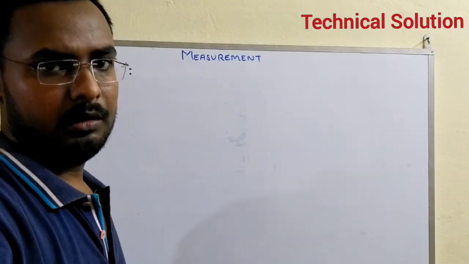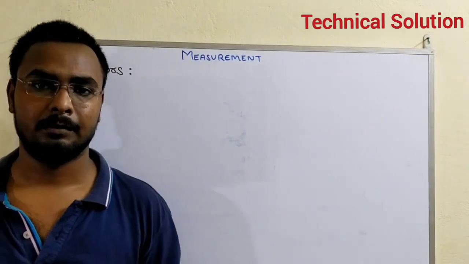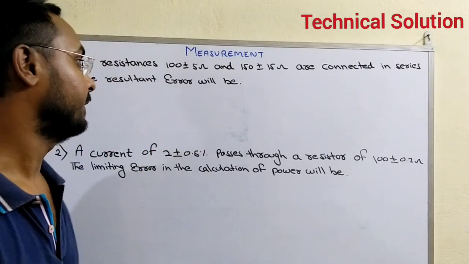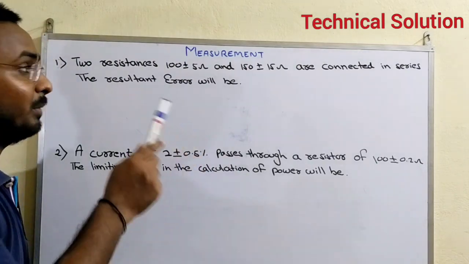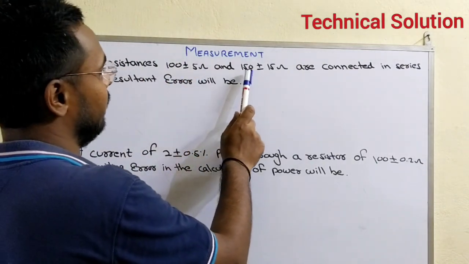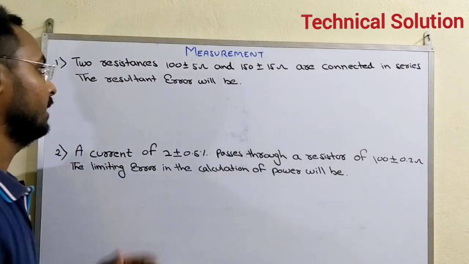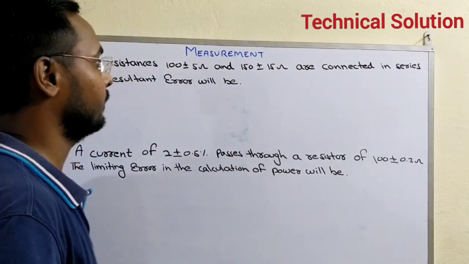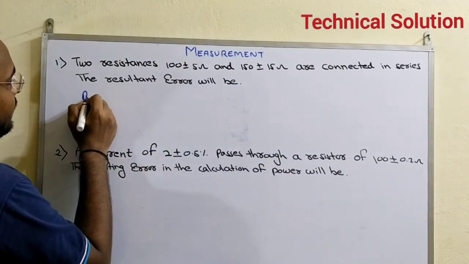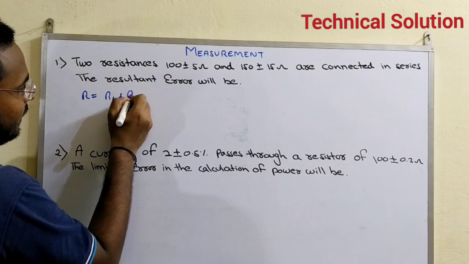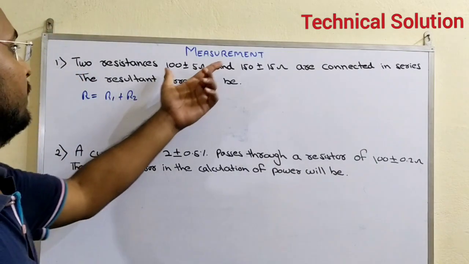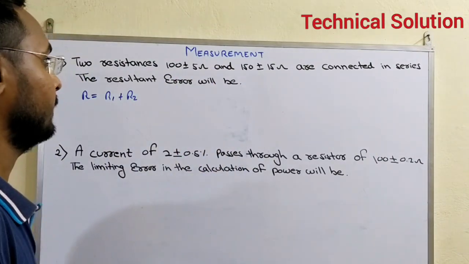Now let me explain some more numericals based on the limiting error. Let us discuss some numericals. The first numerical is: two resistors 100 plus 5 and 150 plus 5 are connected in series. The resultant error will be, if two resistors are connected in series, then resultant resistance R equals R1 plus R2. Means we have to sum these two resistors.